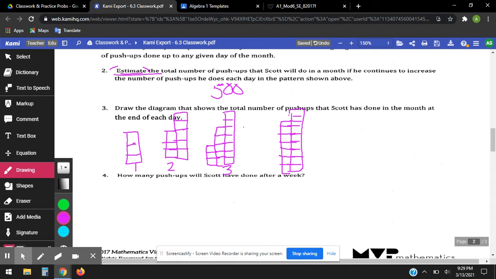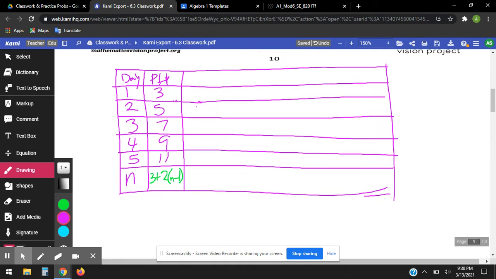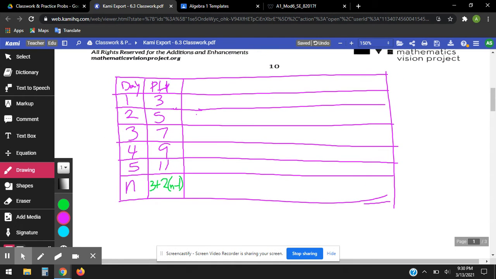And then he's going to have 5 from the other day, and then 3. So they're piling up pretty quick. So let's see how many he's done after a week. So if you're looking at our table here, we're going to add another column that says month total.